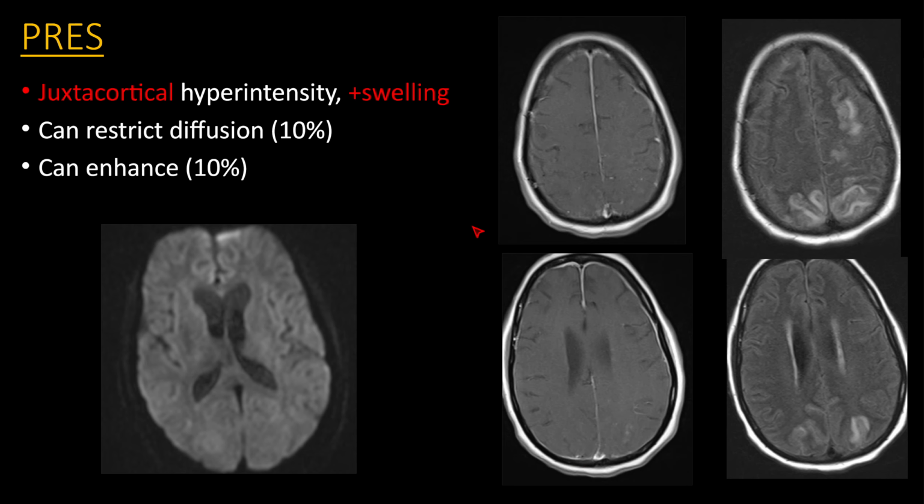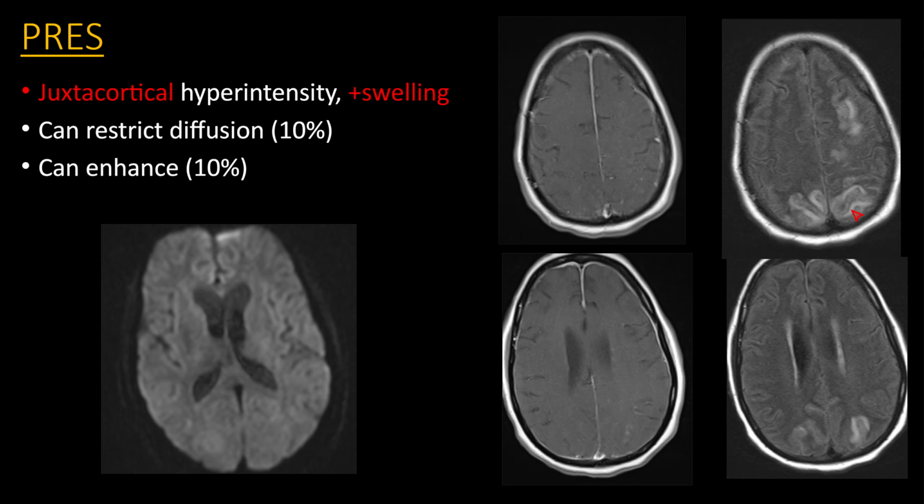Summarizing the findings of PRES on imaging, main thing is the juxtacortical hyperintensity and swelling. So juxtacortical meaning the immediate white matter beneath the cortex, so affecting those U fibers, as well as the cortex really is also going to be hyperintense in PRES, and there'll be swelling. It's a swollen condition. It's important to note that about 10% of the time, PRES can restrict diffusion, and 10% of the time, PRES can actually mildly enhance.